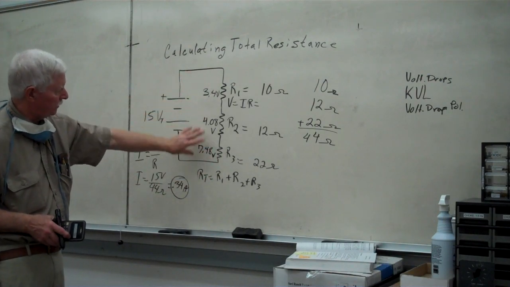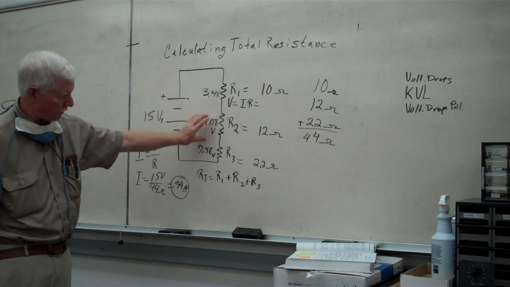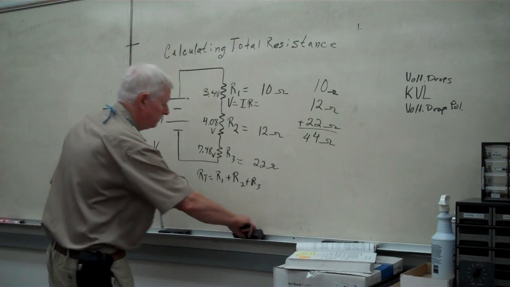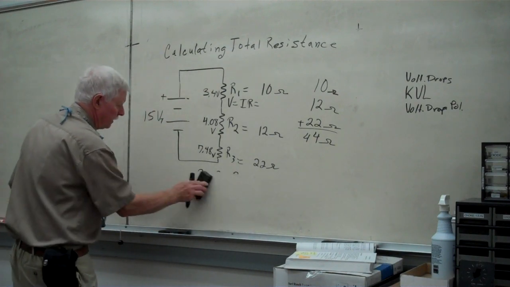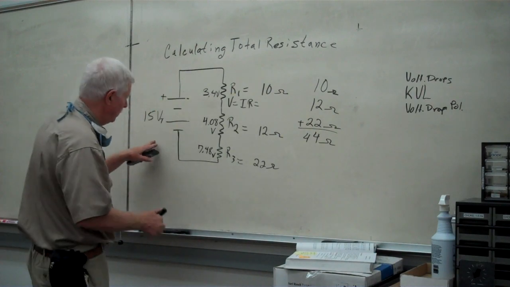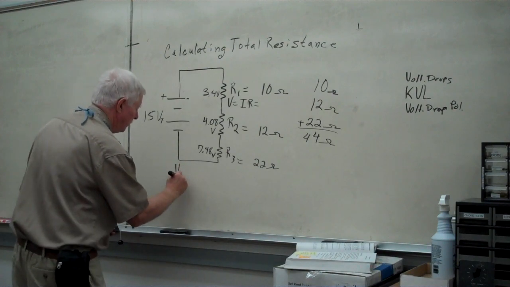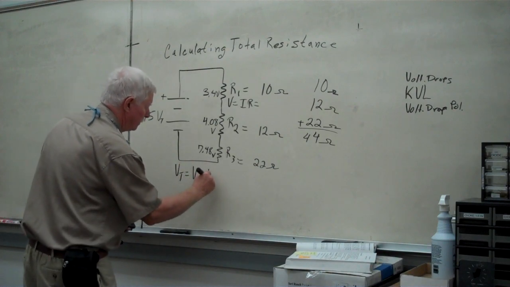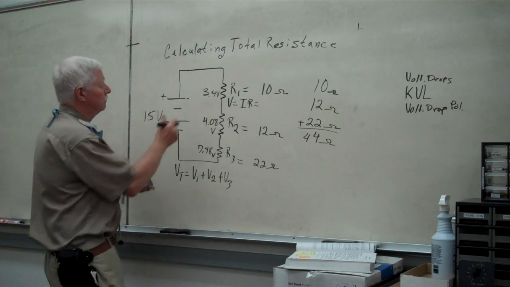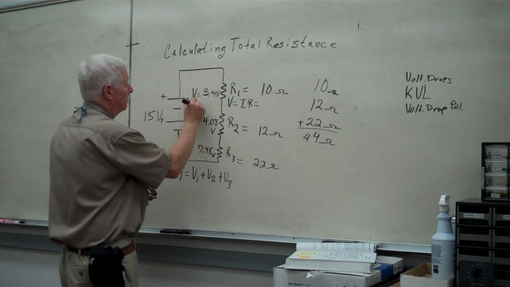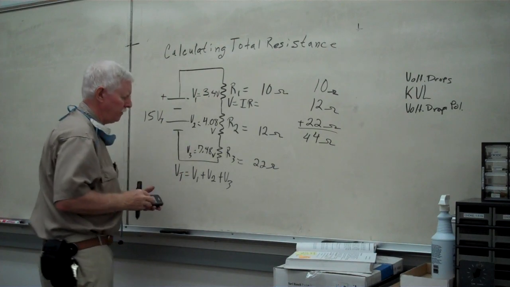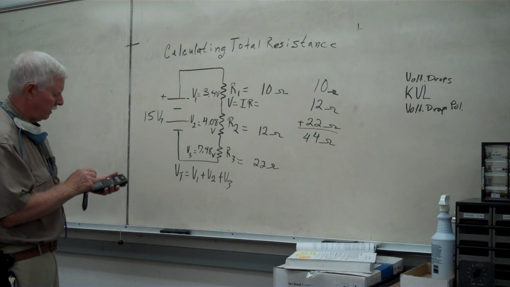Now, as we look at this then, we're going to have three different voltages, and we're going to take the sum of these voltages and call this our Kirchhoff's Voltage Law, which says that the sum of the voltages around a series circuit is equal to the source voltage. So in this case, we're going to say our V sub T is equal to V1 plus V2 plus V3. So let's add these up and see what we come up with.